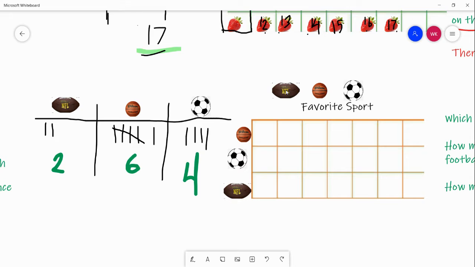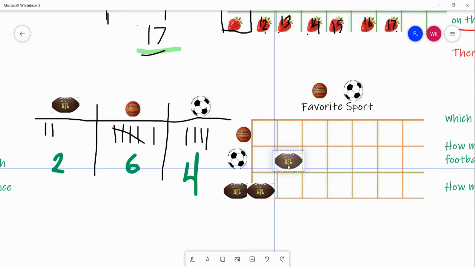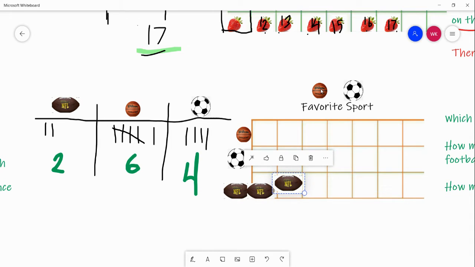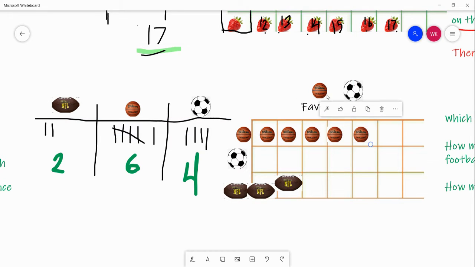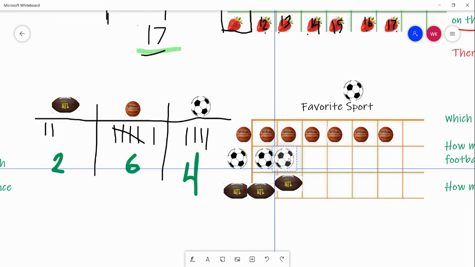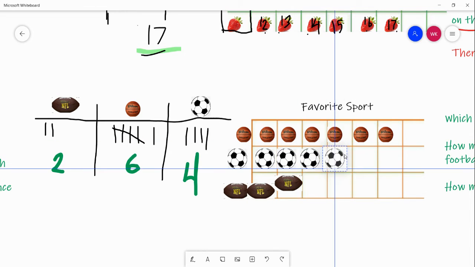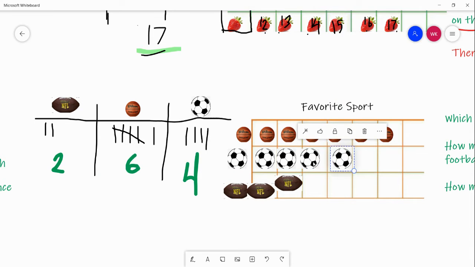So now I'm going to go ahead and put our pictures into our picture graph. So we have 2 footballs, and then we have 6 basketballs. So we're going to put 1, 2, 3, 4, 5, 6, and then we have 4 soccer balls. So I'm going to put that in 1, 2, 3, 4. All right, now I put all these pictures into our picture graph. Let me move that one over.